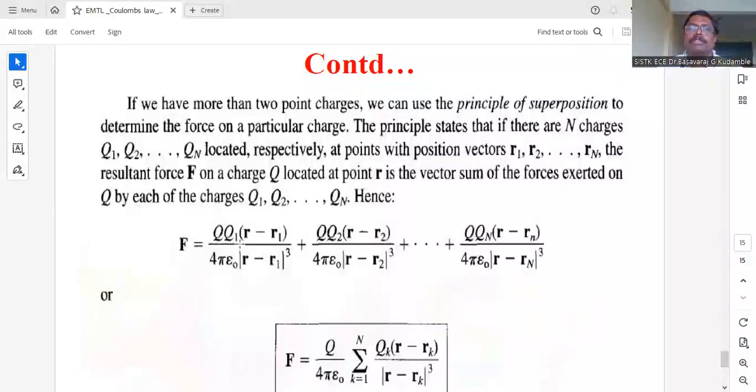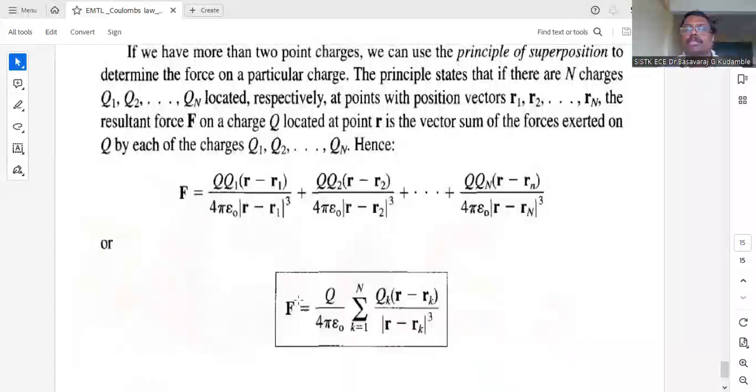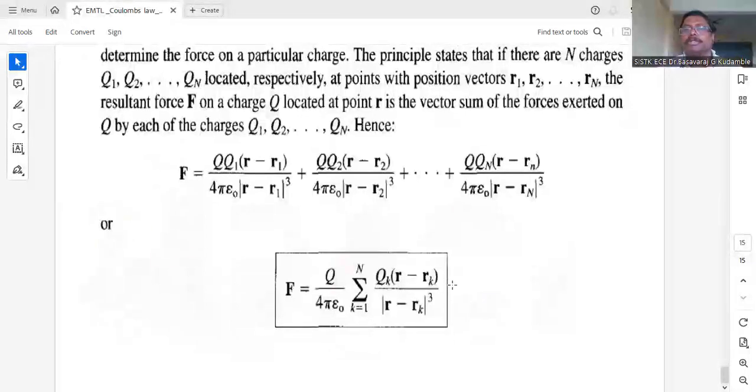Hence the total force can be written as follows. The force due to the Q1 charge is Q1 Q times (R minus R1) divided by 4 pi epsilon naught times the magnitude of (R minus R1) cubed. Similarly for Q2 up to Qn. The total electric force due to more than one charge on Q can be given by Q by 4 pi epsilon naught times the summation, k equal to 1 to n, of Qk (R minus Rk) divided by the modulus of (R minus Rk) cubed. So with this, Coulomb's law is completed.